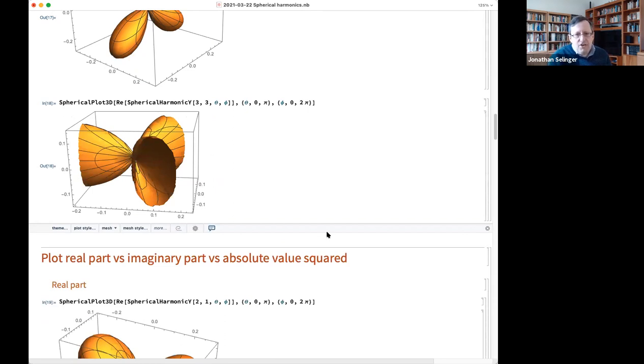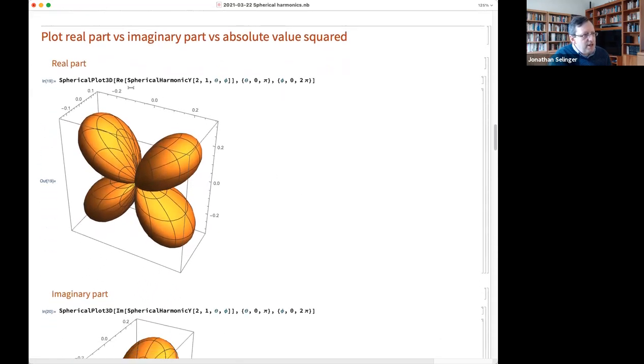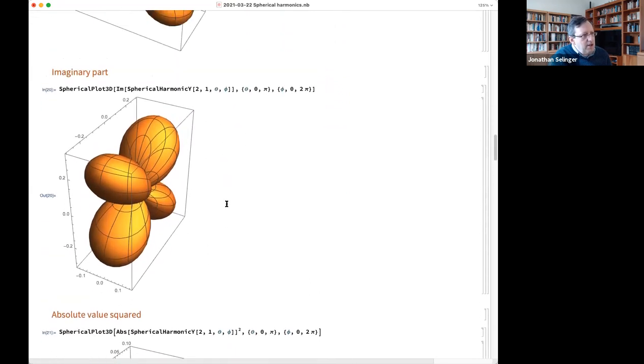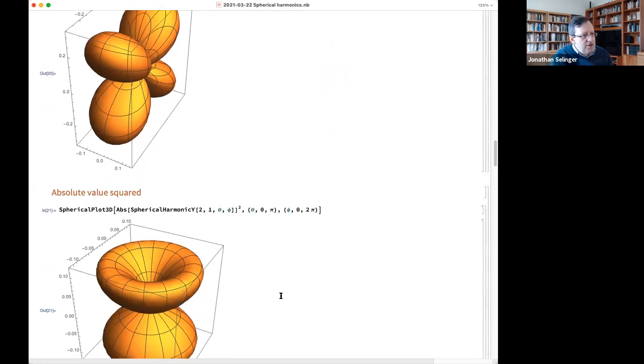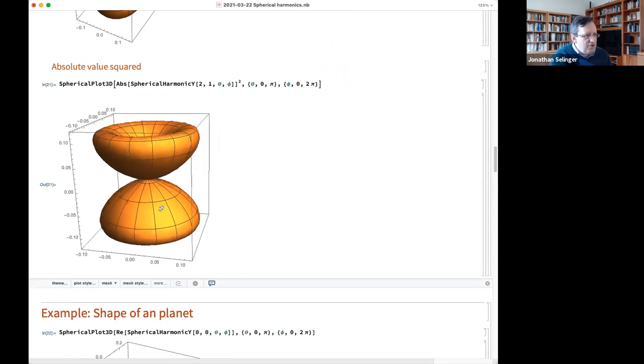Now, all of these plots, I will emphasize, are plots of the real part, right? You get to choose what you want to plot. You can plot the real part, you can plot the imaginary part, you can plot the magnitude squared, right? Just for comparison, this is the real part, this is the imaginary part for L equals 2, M equals 1. And then this is the magnitude squared for L equals 2, M equals 1. Okay, so kind of an hourglass shape.